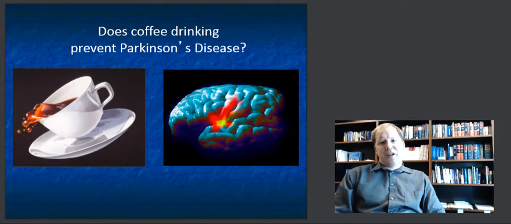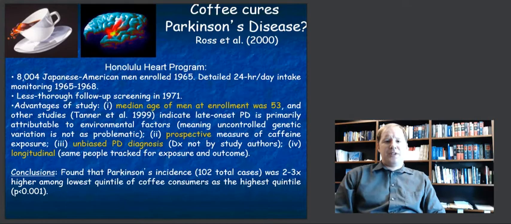So let's turn to the question of, does coffee drinking prevent Parkinson's disease? This is a study that was done recently by Ross in 2000. And what they did was they looked back in the 1960s, and there had been a study of Japanese American men who had enrolled in something called the Honolulu Heart Program, a study dealing with heart conditions back in the 1960s. There were 8,000 people who were enrolled in this, and they had a detailed 24-hour-a-day intake monitoring where most of their daily activities were monitored in great detail for 3 years. There was then a less thorough follow-up monitoring in 1971 consisting mostly of questionnaires.